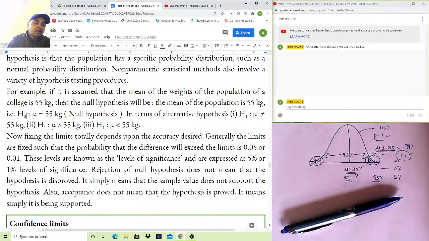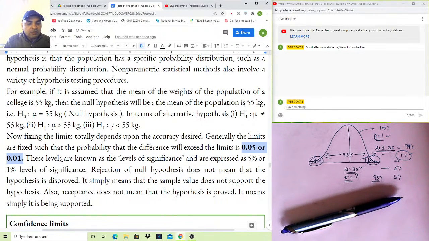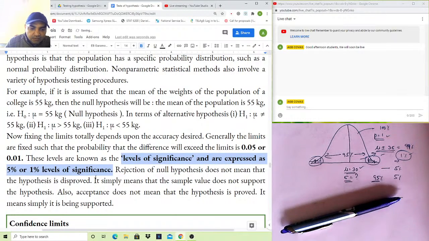Now, fixing the limit totally depends upon the accuracy we desire. And we have already told you about the level of significance. So generally the limits are fixed such that the probability that the difference will exceed the limit is 0.05 or 0.01. So these levels are known as level of significance and are expressed as 5% and 1% level of significance. So rejection of null hypothesis does not mean that the hypothesis is disproved. It simply means that the sample value does not support the hypothesis.